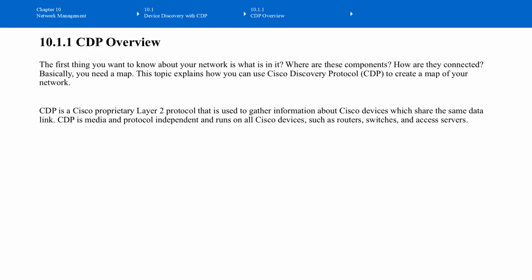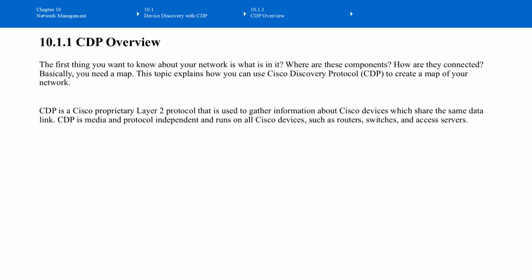The key characteristics of CDP. CDP has several important characteristics. It is a Layer 2 protocol. It is Cisco proprietary, meaning it works only on Cisco devices. It is media independent, so it works over Ethernet, serial links, fiber, and other supported media. It is protocol independent, meaning it works even if Layer 3 protocols, such as IPv4 or IPv6, are not configured.